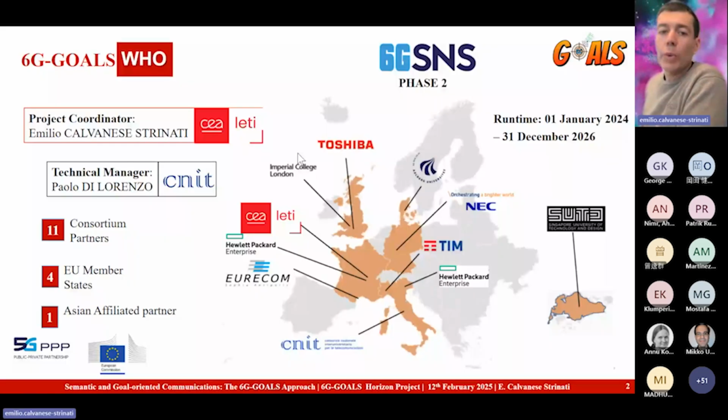So first of all, who we are. This is the consortium composition. I'm the project coordinator, and Professor Paolo Di Lorenzo is the technical manager. In the project, we have 11 consortium partners, one also coming from an Asian affiliate partner, actually Singapore. We started in January last year. We finish in December 2026, so we are less than halfway.